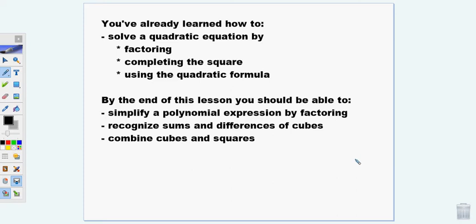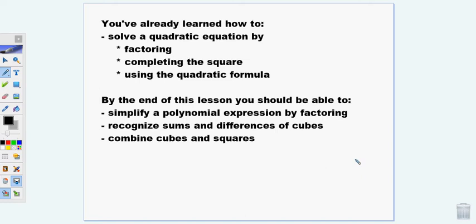Up to this point, we've learned how to solve a quadratic equation by factoring, completing the square, and using the quadratic formula. So from today on, we're going to talk about how to solve polynomial equations. We're going to start off and do it step by step.